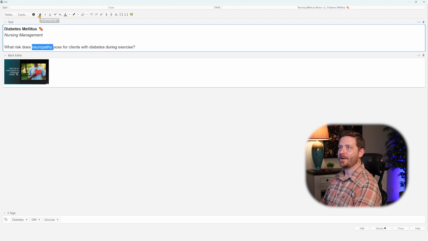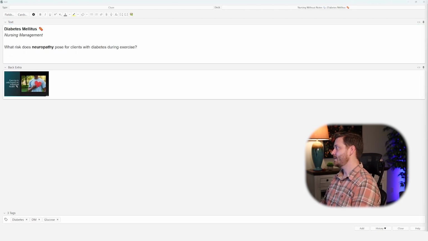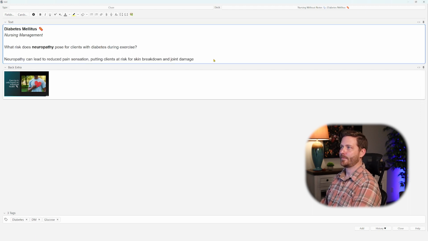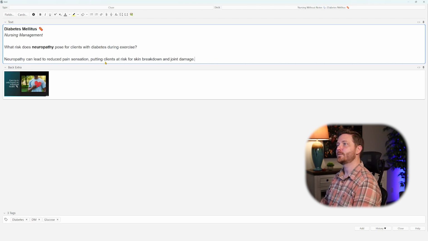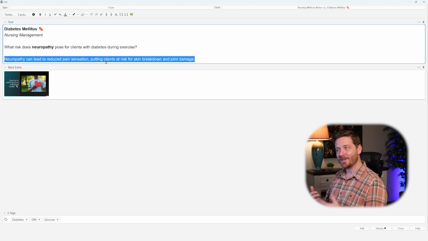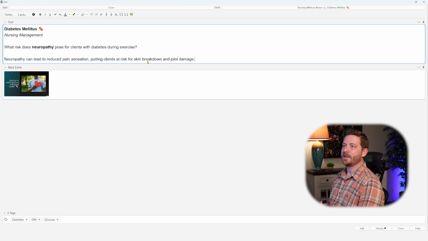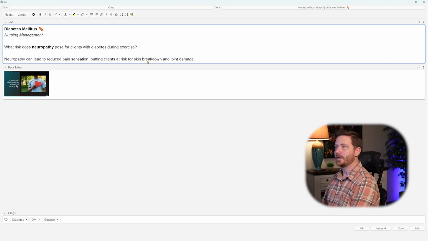We know that they're not going to have that sensation like they used to. They need to be real careful for skin breakdown and joint damage. So let's add that in there to remind us. Neuropathy can lead to reduced pain sensation, putting clients at risk for skin breakdown and joint damage. Exactly. And that's why it's important for these patients to frequently inspect their feet to make sure there's no type of cut or breakdown that's going to put them at risk for infection. Because with the diabetes, they're already going to have that delayed wound healing.